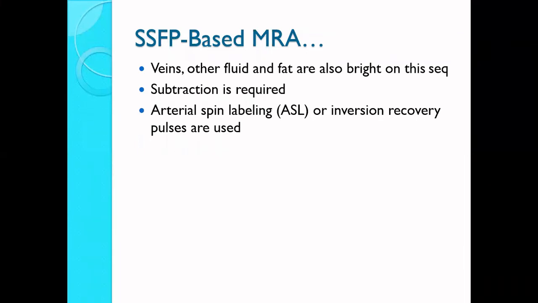So the difference there is something that gives us an image. Now in this very technique we also apply another phenomenon. We call it arterial spin labeling. What is arterial spin labeling? It's called ASL. Or if you are not applying arterial spin labeling, then we apply inversion recovery pulses as well. Why are they important? I'll let you know very shortly. Let me tell you now.